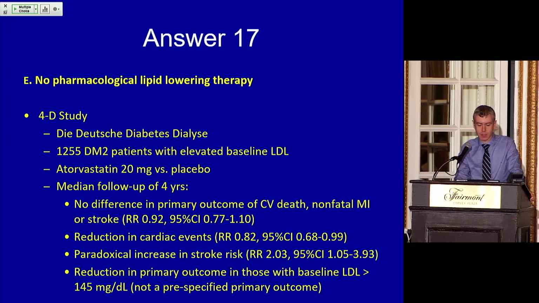First one was the 4D study, which was in around 1,200 type 2 diabetics with an elevated baseline LDL, comparing atorvastatin 20 versus placebo. A median follow-up of 4 years, and no difference in the primary outcome of cardiovascular death, non-fatal MI, or stroke. There was a marginal reduction in overall cardiac events, but a paradoxical increase in the stroke risk. And in a subgroup analysis, there was a reduction in the primary outcome in those with a baseline LDL above 145, but this was not a pre-specified outcome, and was not powered for this.